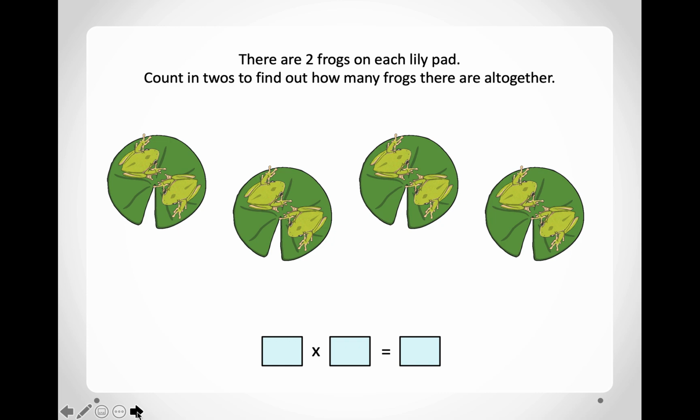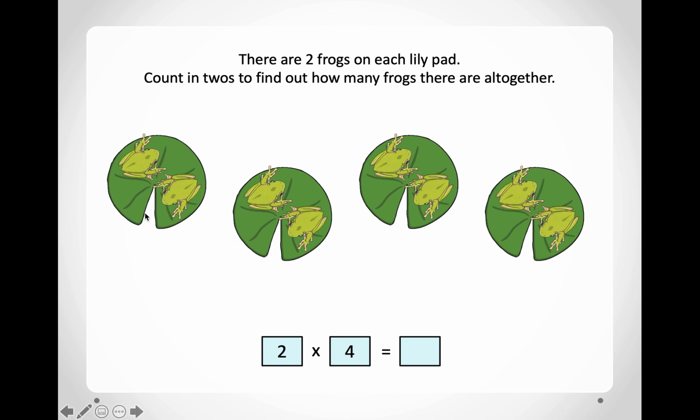In this example, there are 2 frogs on each lily pad. Counting twos to find out how many frogs there are all together. Okay, so 2, 4, 6, 8. Okay, so we can say 2 and we can count how many lily pads we have. 4 because there are 4 and there are 2 frogs on each lily pad. Now if you're having trouble counting in twos, you can just say the one number quietly in your head.